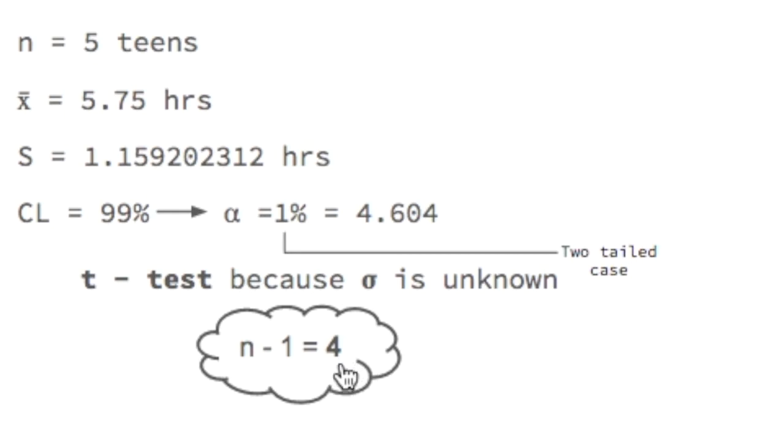And since in this case 4 is less than 30, it will show up on the left side of the table. Finally, they both meet at the number 4.604. Therefore, our critical value is 4.604.